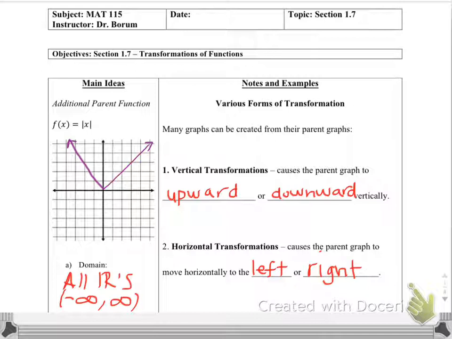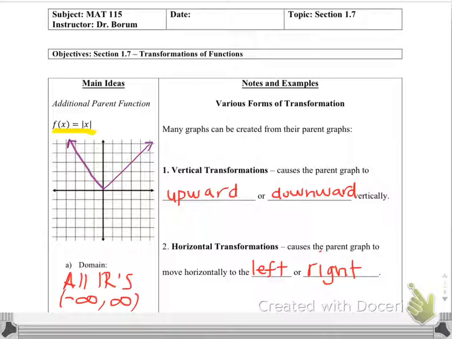So I just wanted to give you one more parent function, and this is the absolute value function here on the left hand side, and that's the graph of the absolute value function. Although I have the answers written down, just take a minute and see if you can figure out the range and where it's increasing or decreasing. The domain is shown. We'll pause the video for a minute and then see if you can fill that in. Okay, so the domain is all reals, and I'll show you the other answers in a minute.